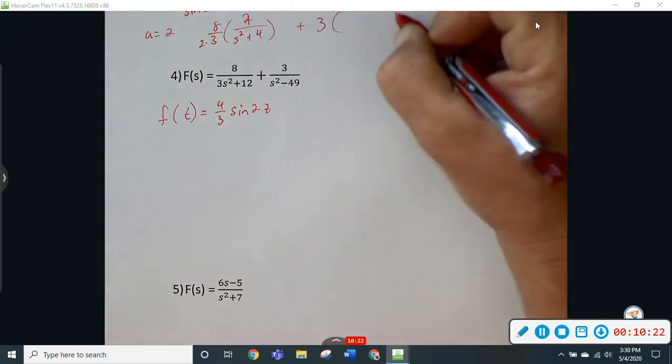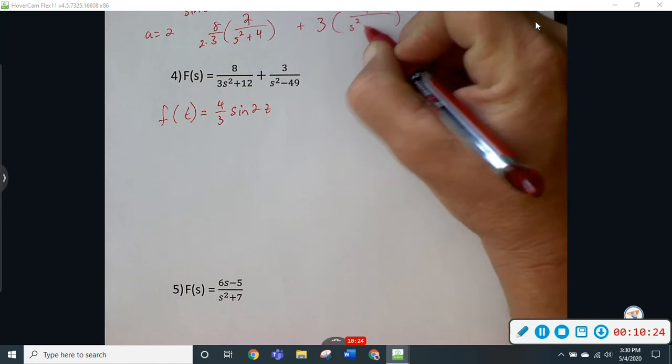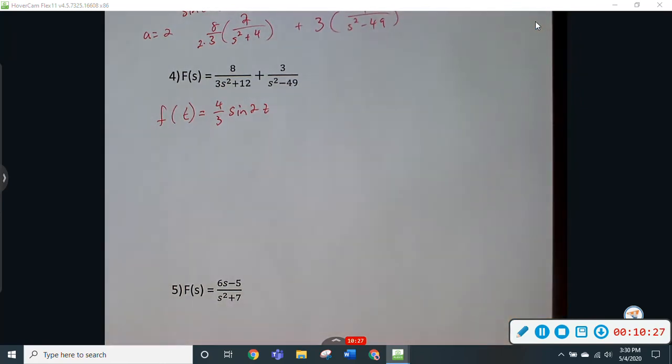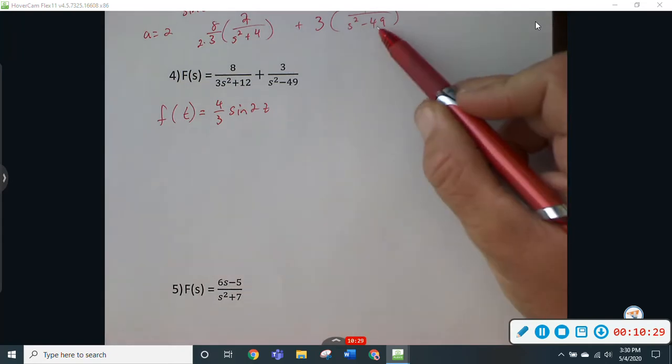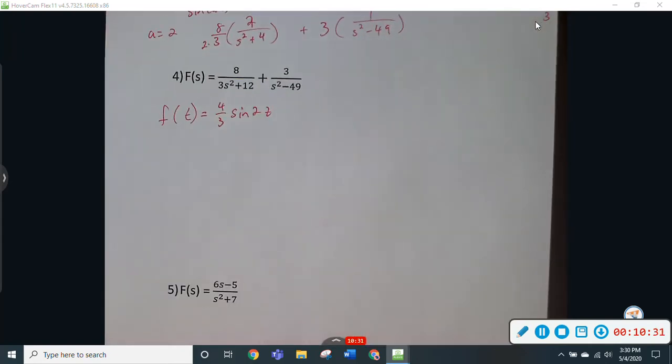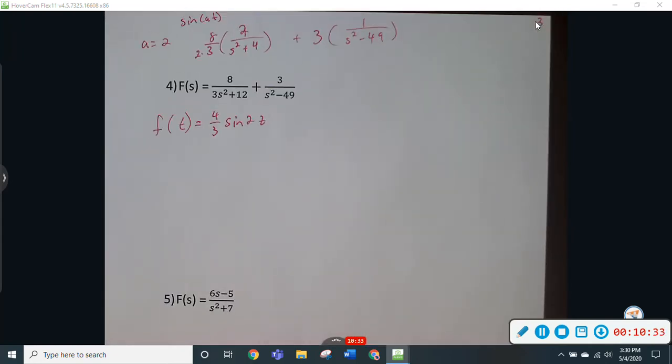Second term, let's look at taking maybe a 3 out. We have a 1 over s squared minus 49. Last one with a plus. There's a square here, so that's probably a good thing. Let's see if we can identify.